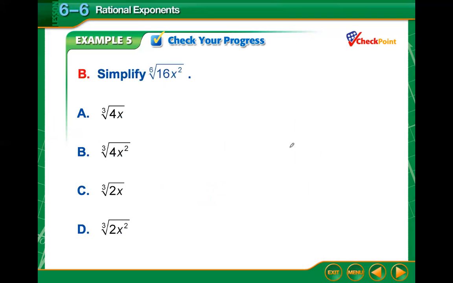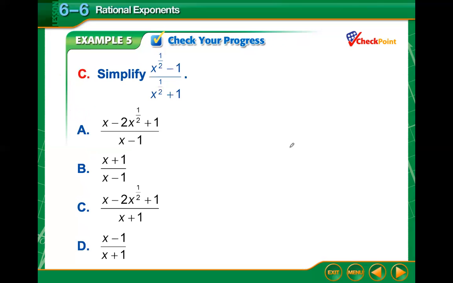All right, go ahead and try this one. All right, you should get a, the cubic root of 4x.